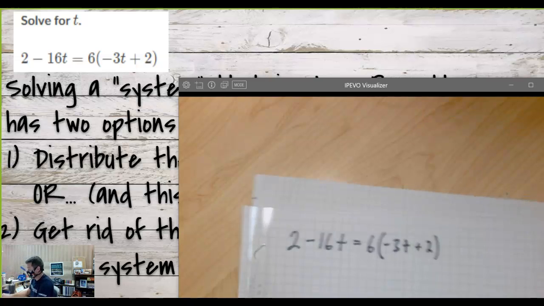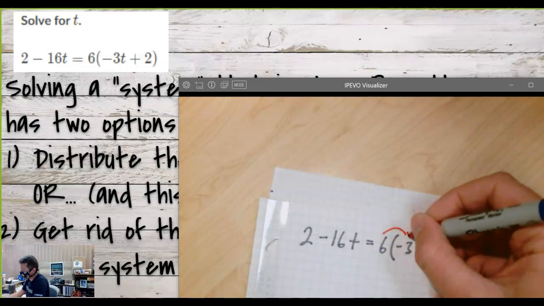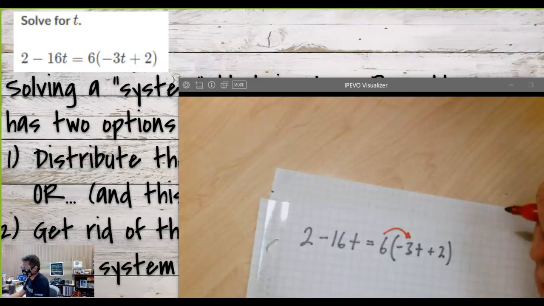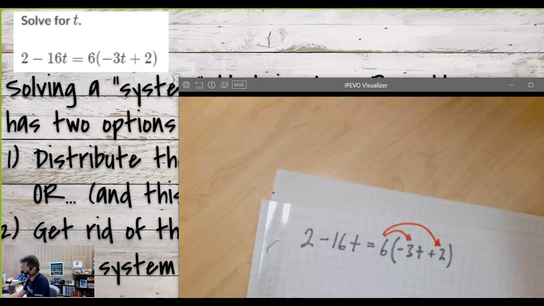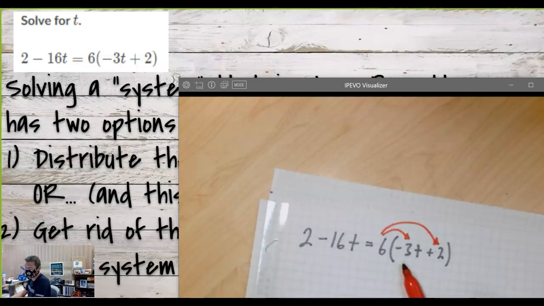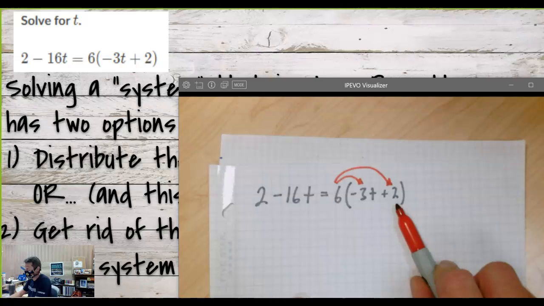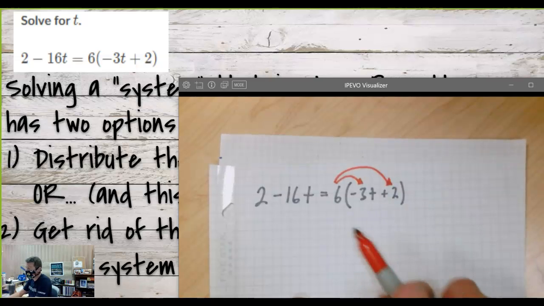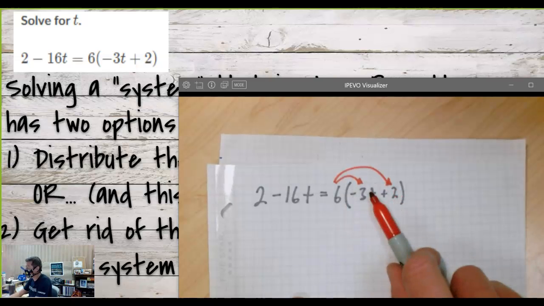Here's the trap door. Your brain is really good at identifying that these need to multiply. Your brain is really bad at remembering that also these need to multiply. Because 6 is multiplying by everything in here, not just the negative 3t, it's multiplying by everything in the parentheses. So guys, I always draw the arrows because it activates a part of my brain that says I have two things to do.